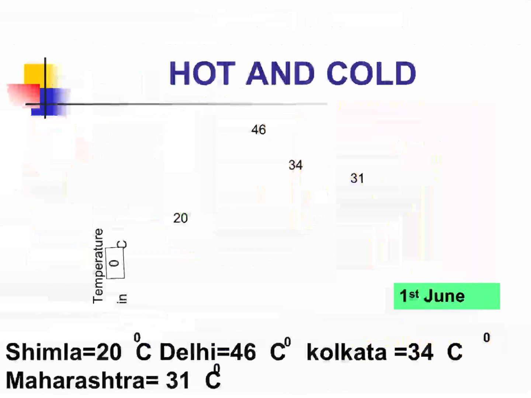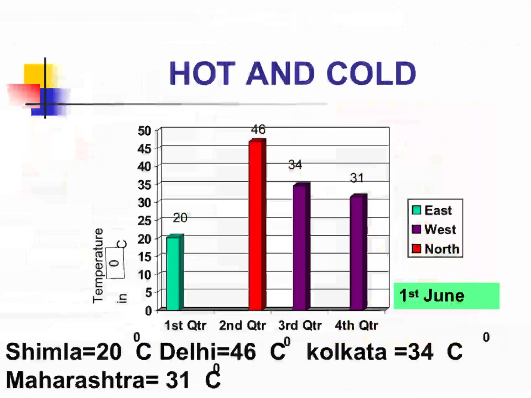Now children, come to another chart, another smart chart. It is here written hot and cold. That means you have to find out the temperature. It is the temperature chart of the 4 cities: Shimla, Delhi, Kolkata and Maharashtra. Now you listen. This is the temperature record on 1st June 2007. Okay, not 2008. 1st June 2007.